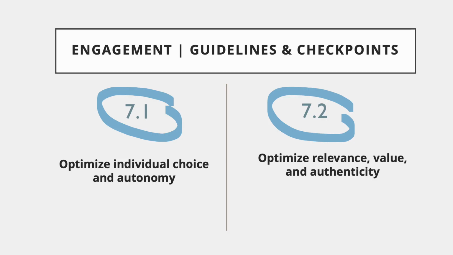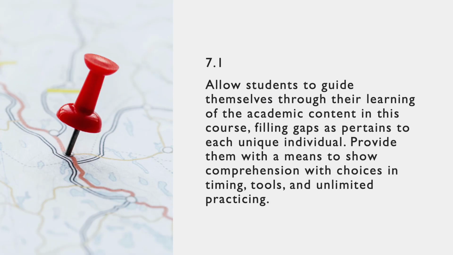I've identified 2 UDL engagement guidelines that I feel would help me eliminate this barrier in my target course. They are 7.1, Optimizing Individual Choice and Autonomy, and 7.2, Optimizing Relevance, Value, and Authenticity. I chose to use the design aspects of 7.1 to create a new way for students to guide themselves through the academic content in my course, identifying gaps in their understanding the way they do with the practical components, and allowing them to choose their own tools for gathering the information needed to fill those gaps.